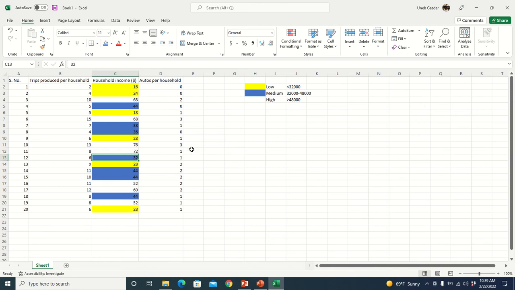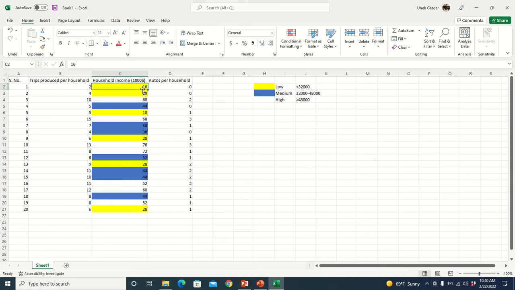Today I'm going to explain the method of cross classification for calculating the number of trips generated from an area. At the start of the method, the first thing we need to do is a sample survey from the area. You can see that from a particular area, a sample survey has been done for 20 households, and for each household they have found the number of trips produced per day, household income in thousands of dollars, so the number 16 means $16,000, and then autos per household.